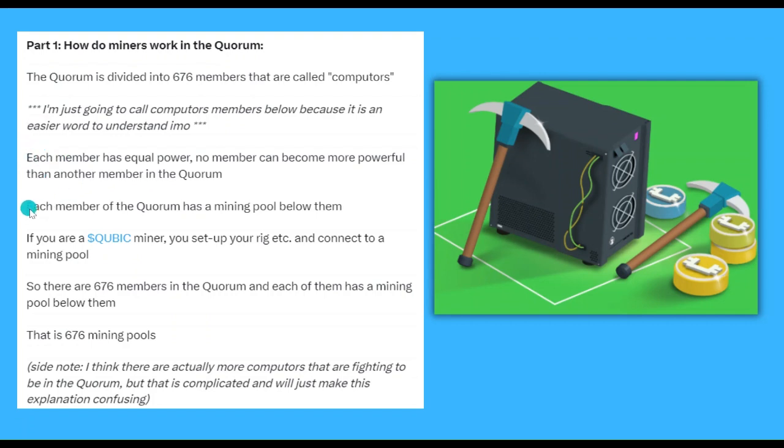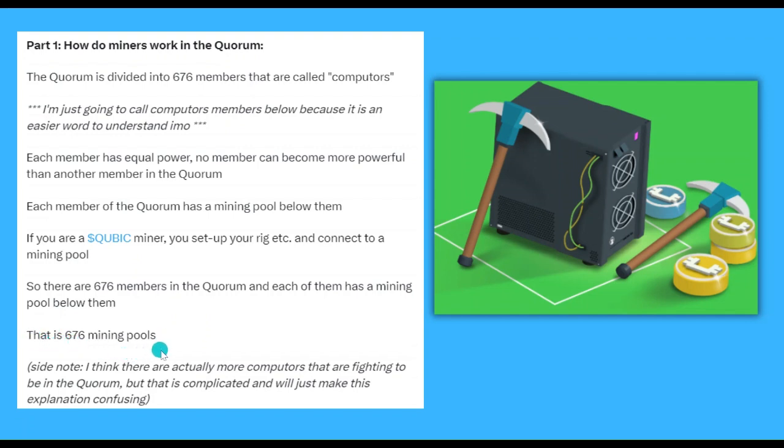Each member of the Quorum has a mining pool below them. A mining pool is basically like, if you're a Qubic miner, you set up a rig, something like this, a computer. It could be just your computer at home. And then to mine Qubic, you have to connect to a mining pool. And that mining pool is one of these 676 people or members. You're connecting into that. And that's how you receive payment of Qubic for mining. So there are 676 members in the Quorum, and each of them has a mining pool below them. That is 676 mining pools.